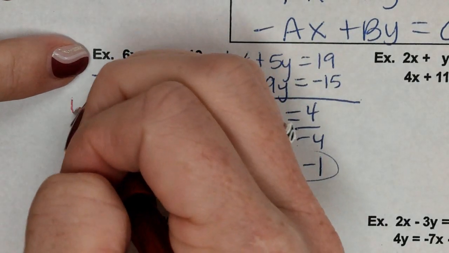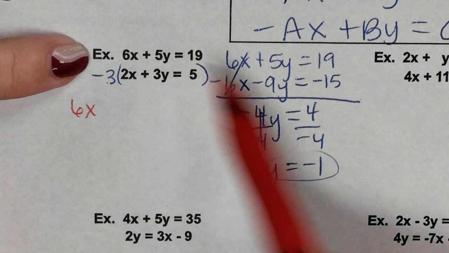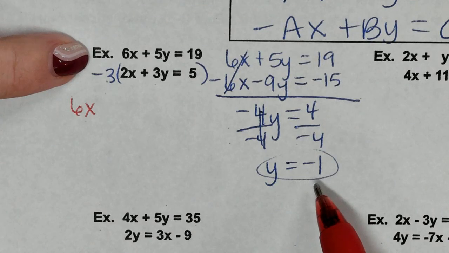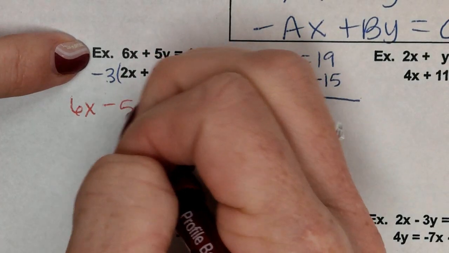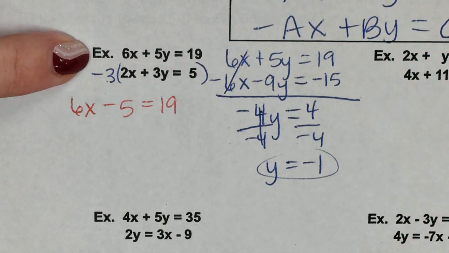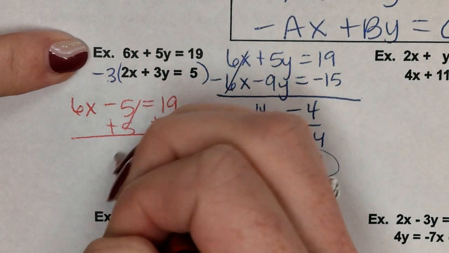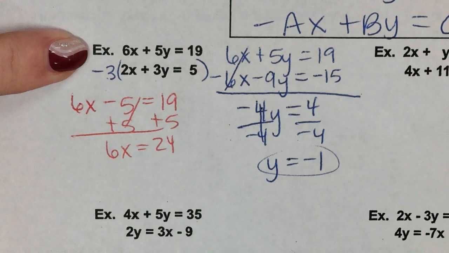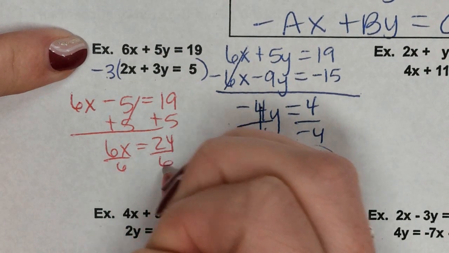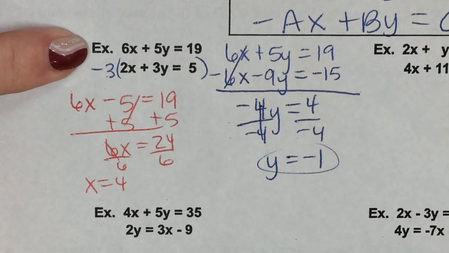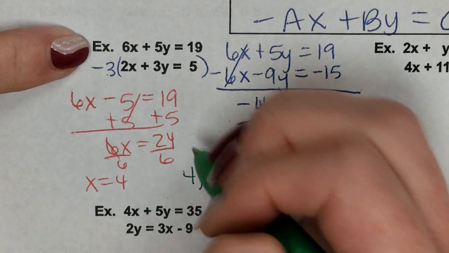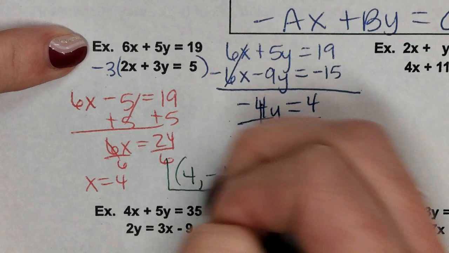So I'm going to do 6x plus 5 times -1. Y'all agree that that's -5. So 6x minus 5 equals 19. And then I'm going to add 5. So I get 6x equals 24. And then I'm going to divide by 6, and I'm going to get x equals 4. So my answer is (4, -1).